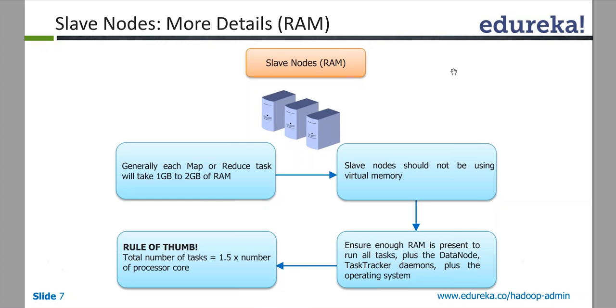The name node stores the metadata, which is very critical for the data to be recognized in the Hadoop distributed file system, and the data node contains the blocks of the data, which is again very critical to be able to get the data.